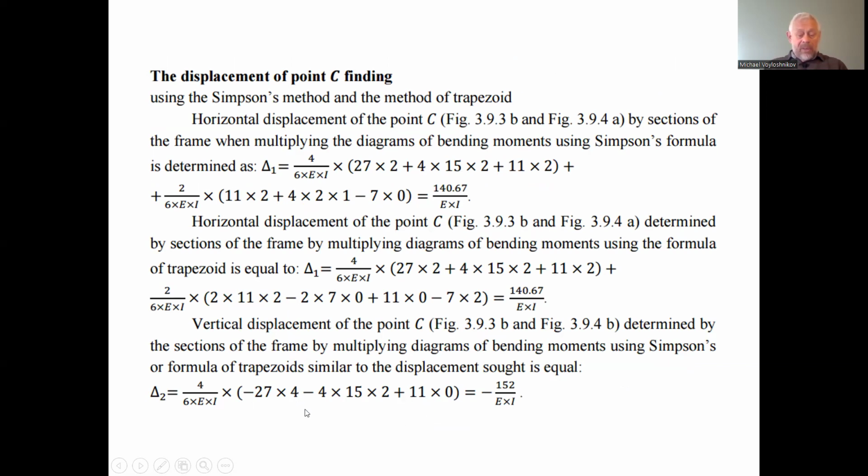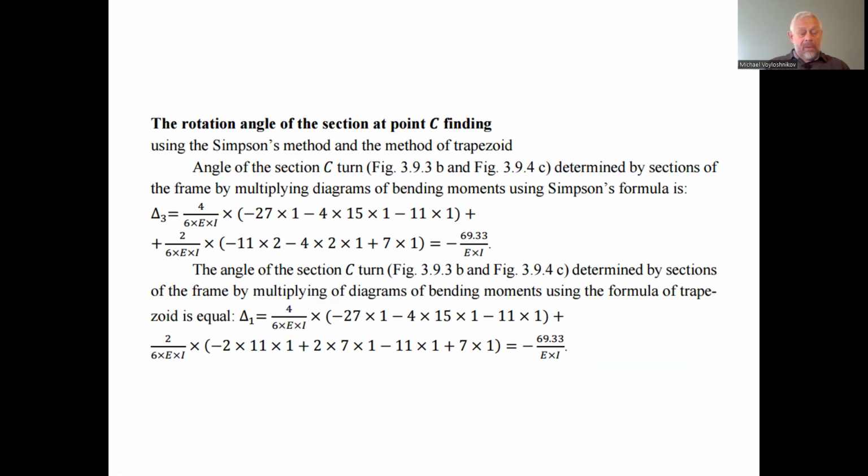So after the substitution, after doing calculations, we found that the displacement in the upward direction of the point C under the action of the external load is minus fraction 152 divided by the characteristics of the rigidity of the transverse section of the mechanical system, elasticity modulus, and the moment of inertia of the transverse section.